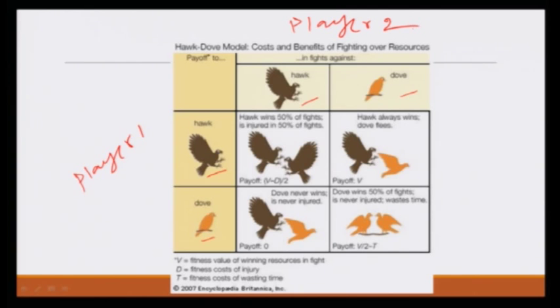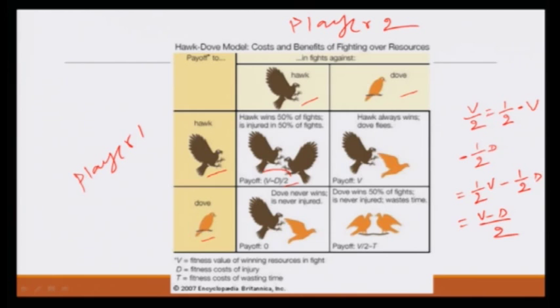If player 1 plays hawk and player 2 plays hawk, then player 1 gets V minus D by 2. V by 2 because he wins the object with probability half, so V by 2 is the half probability multiplied by the value of the object. But we also get minus D by 2. Why? Because someone is losing with probability half, and losing is costly because it also involves injury, and the cost is D. So 1 by 2 V minus 1 by 2 D, and the payoff is (V minus D) by 2.